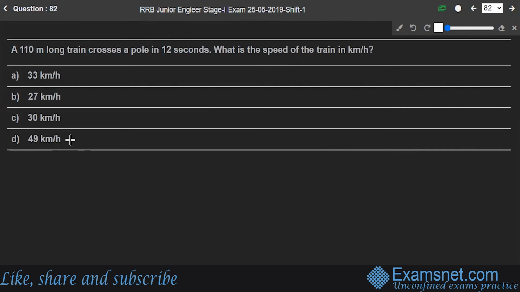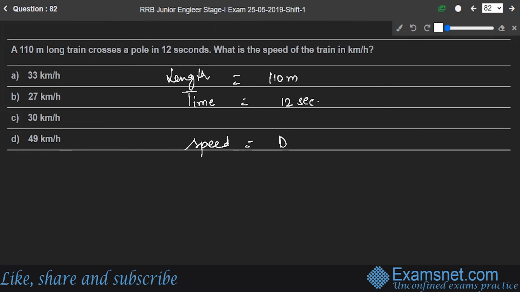A 110-meter long train crosses a pole in 12 seconds. What is the speed of the train in kilometers per hour? So you have the length of the train, 110 meters, and the time is equal to 12 seconds.